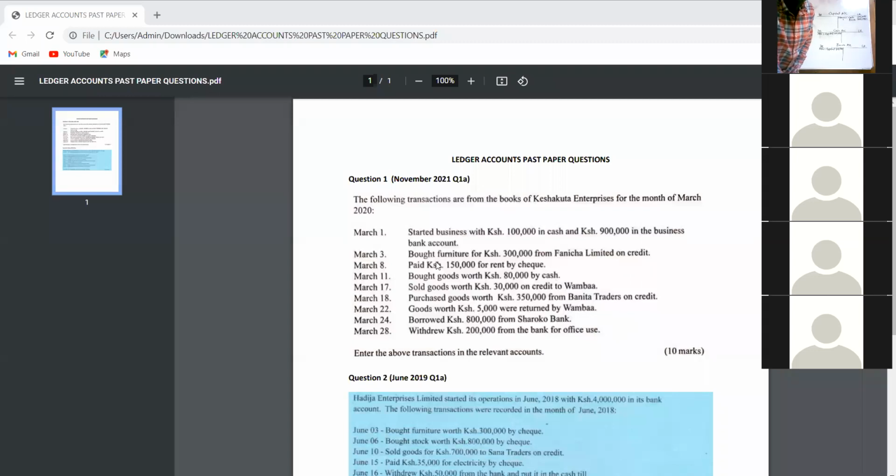March 2, bought furniture for 300,000 from Furniture Limited on credit. So you need to note here that we have acquired an asset, but this asset has been acquired on credit. So there is a liability that we have created. Anytime a transaction is done on credit and we are buying, the seller becomes a liability to the business and his or her account must be credited. So how are we going to record that? Somebody else to try?